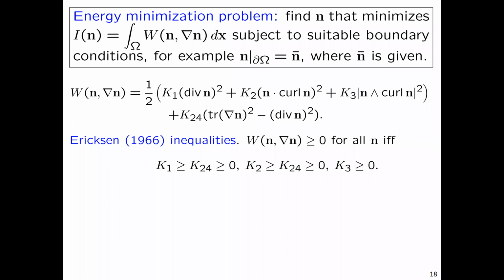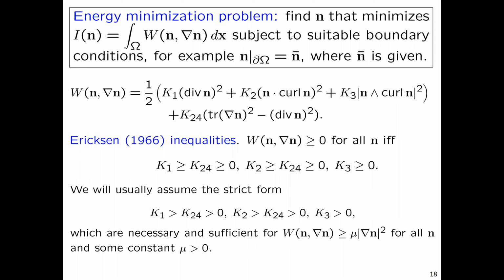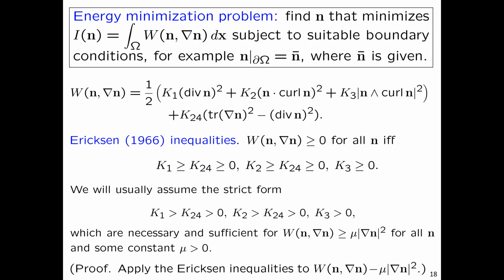Now, usually we'll assume the strict form of this, so we put strict inequalities everywhere. And those strict inequalities are necessary and sufficient for W to be bounded below by a positive multiple of the gradient of n squared. This is the Euclidean norm of the gradient of n, so the sum of the squares of dn_i/dx_j, and some positive constant mu. You can prove that by applying the Ericksen inequalities to an expression like this.